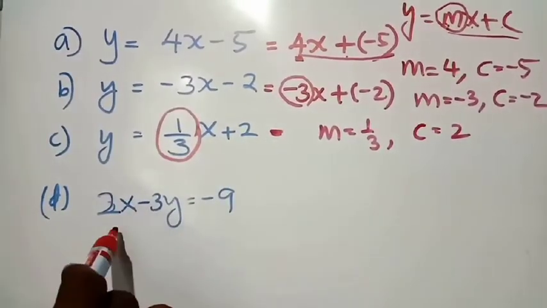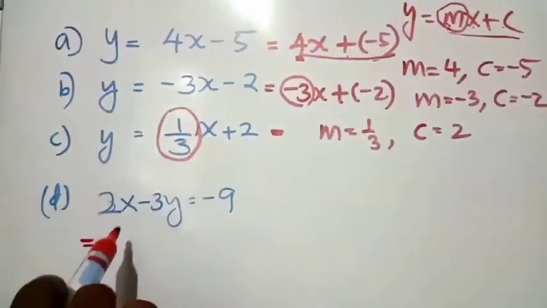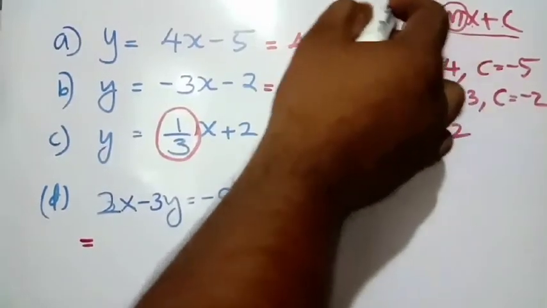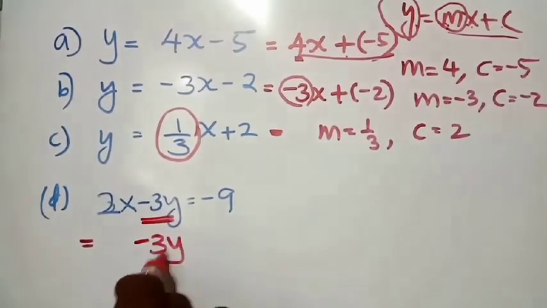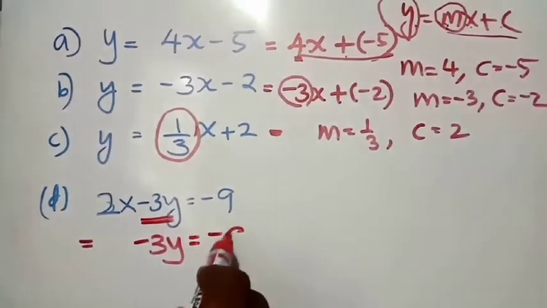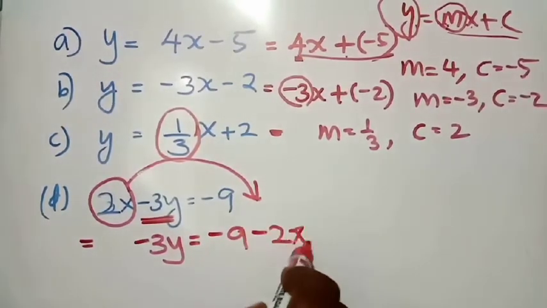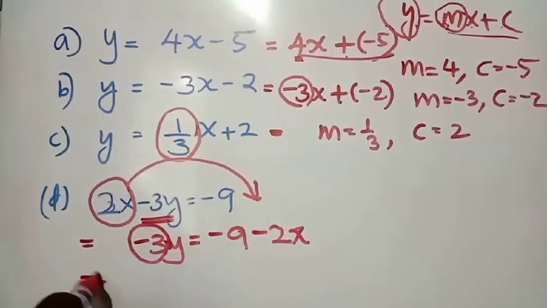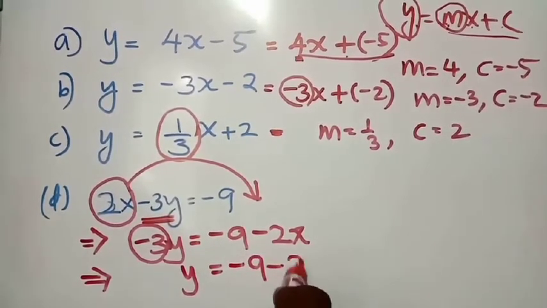But when we consider this question, it is not in the standard format. The standard format is y is equal to mx plus c. So we have to convert it into the form y is equal to mx plus c, that means we want y as the subject of the formula. So minus 3y is equal to, already minus 9 is there, take this 2x to the right hand side, so it becomes minus 2x. Now let's divide both sides by minus 3. We get y is equal to minus 9 minus 2x all divided by minus 3.